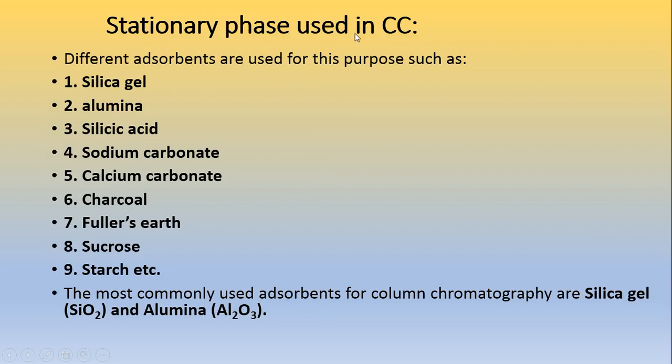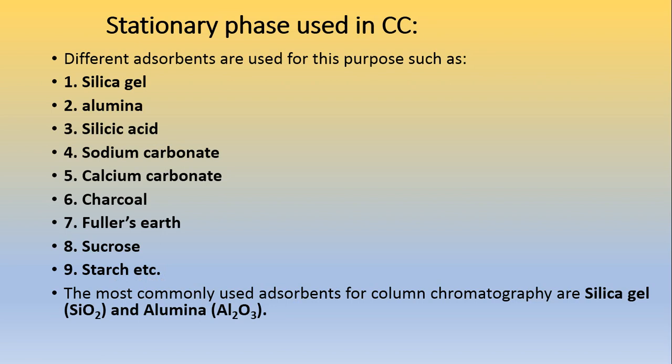Now the stationary phase used in column chromatography: which types of compounds or materials could be used in CC are listed below. First one is silica gel. It is a very good and highly used material in column chromatography. Also alumina gel, silicic acid, sodium carbonate, calcium carbonate, charcoal, fuller's earth, sucrose, starch, etc. These all are suitable stationary phases for column chromatography.